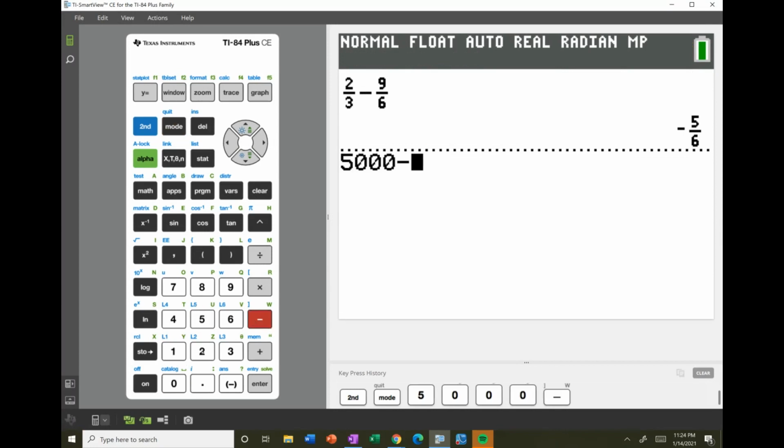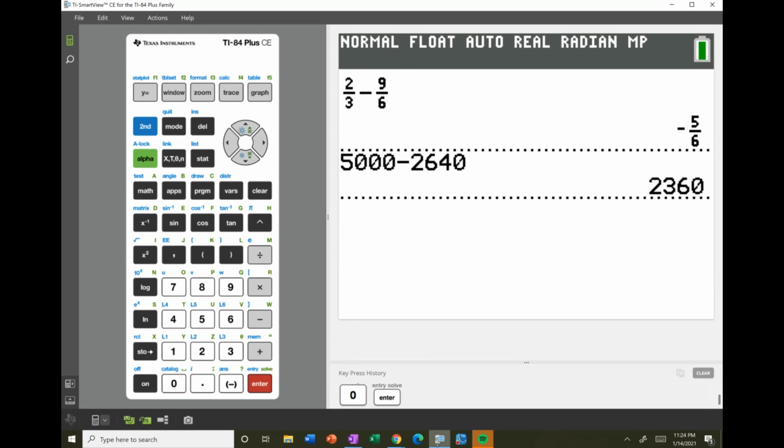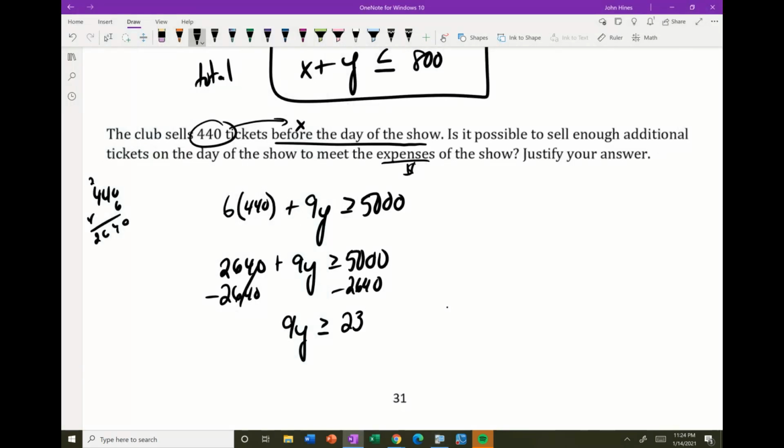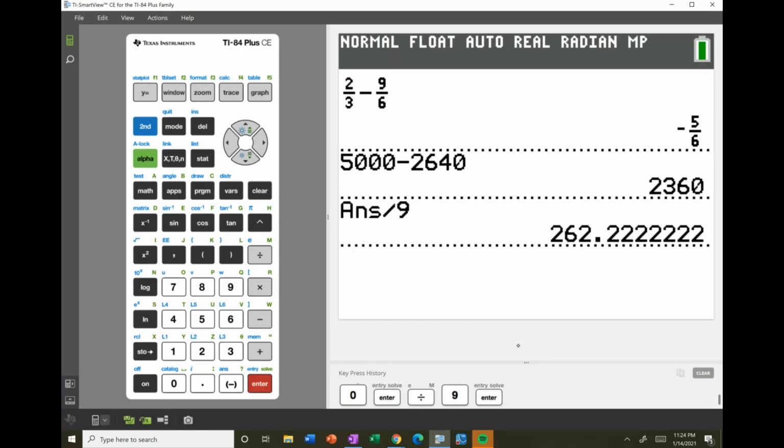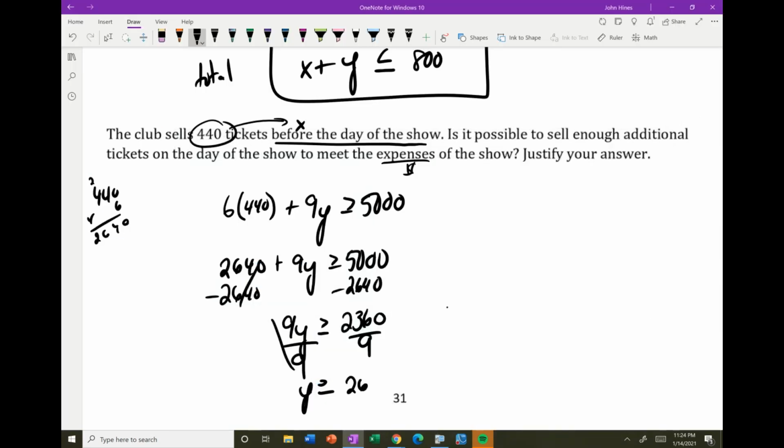5,000 minus 2640, 2360. Well, I want just y. Right, how many tickets do I have to sell on the day of? So divide that by 9. 262.2222. Which means I've got to sell more than that. And I can't really sell 0.2 of a ticket, so I have to sell 263 tickets.